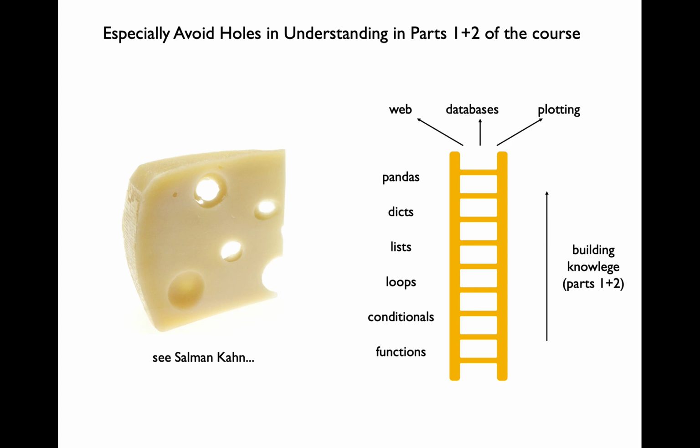The part 3 topics are designed to be very independent of each other. So you might be able to understand one topic even if you did not understand the other topic clearly enough. For instance, the web topic is completely independent of the databases topic.